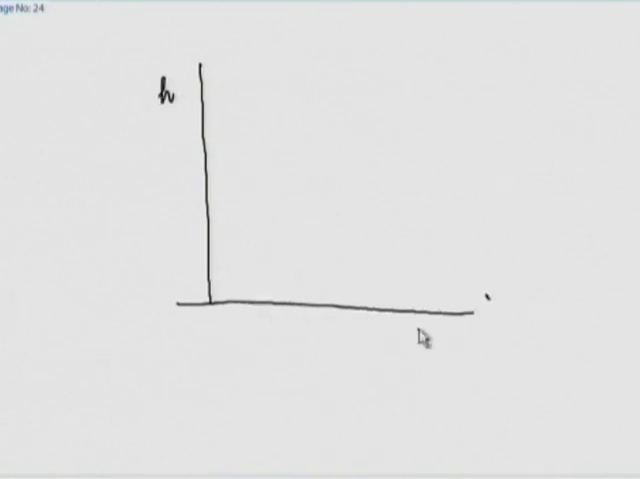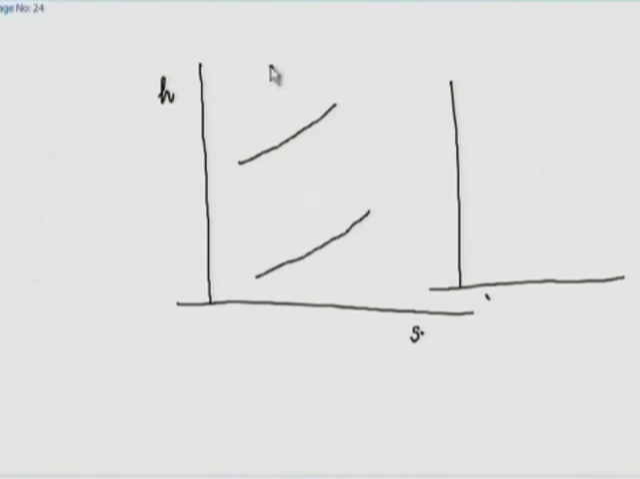See, during the class we had drawn an HS diagram. Let me draw that again. Problem number 7 is a compressor problem, and problem number 8 is a nozzle problem. So in one case, in the compressor problem, we go down in pressure, P1, P2.